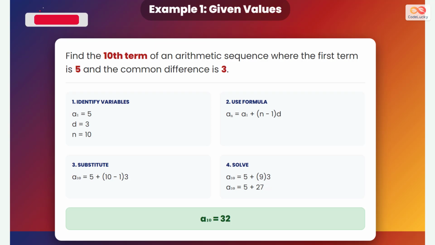Let's try an example with given values. We need to find the 10th term where the first term is 5 and the common difference is 3. We identify our variables. a sub 1 is 5, d is 3, and n is 10. Substituting these into the formula, we get 5 plus the quantity 10 minus 1 times 3. 10 minus 1 is 9. 9 times 3 is 27. Finally, 5 plus 27 gives us 32.